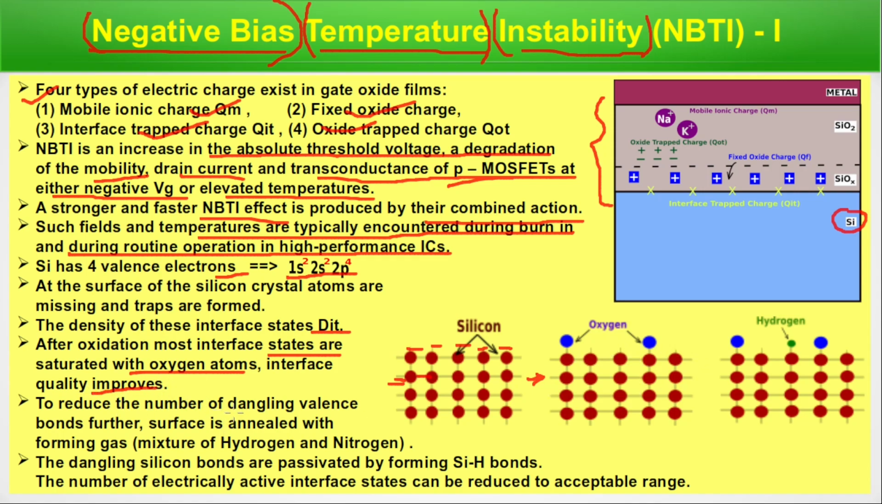To reduce the number of dangling valence bonds further, the surface is annealed with forming gas. That's a mixture of hydrogen and nitrogen. That hydrogen makes a bond with this silicon. These dangling silicon bonds are passivated by forming silicon-hydrogen bonds. The number of electrically active interface states can be reduced to an acceptable range. Now these dangling bonds are reduced and it reaches an acceptable range.